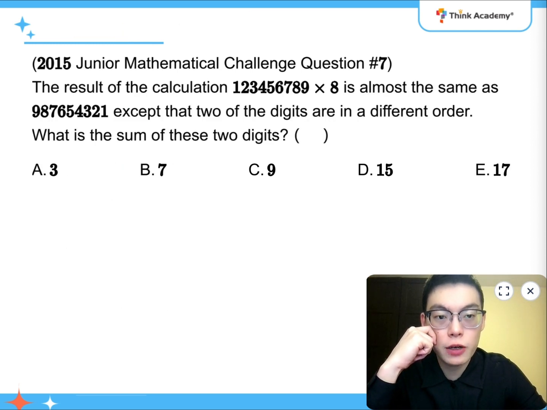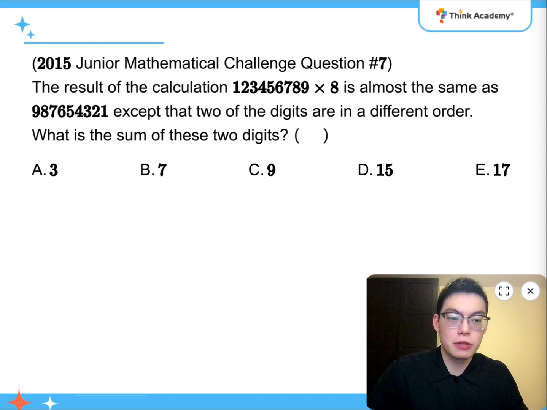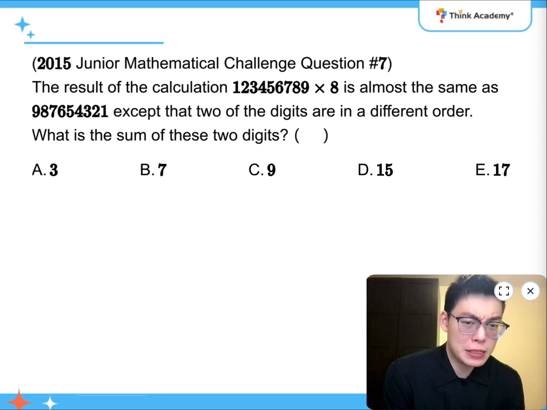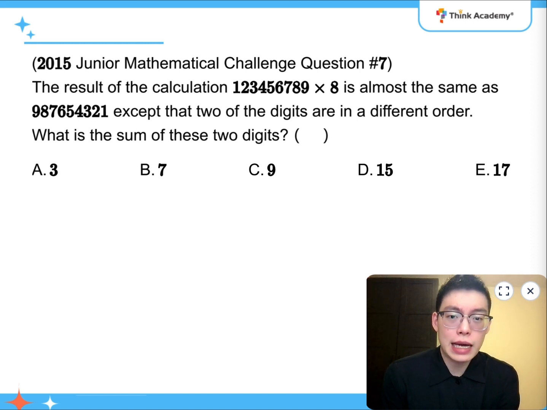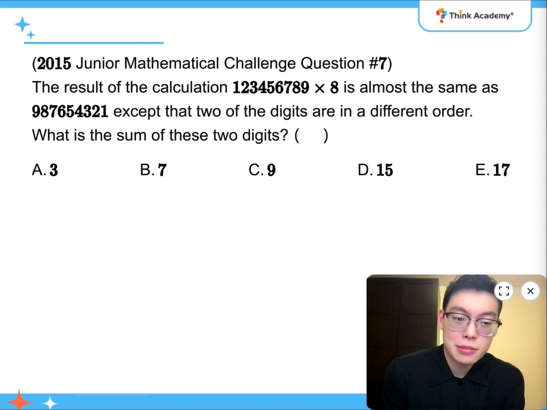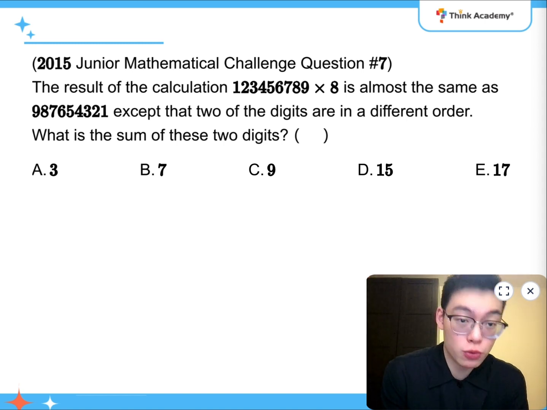Okay, so let's move on to question number 7. I would say that this is really a mind-blowing question, because I can't believe how easy it is, even though it's a little bit confusing what it means. Well, the question is telling you that the product of 1, 2, 3, 4, 5, 6, 7, 8, 9 times 8 is very, very similar to the number 9, 8, 7, 6, 5, 4, 3, 2, 1. But then 2 of the digits are swapped. So we just need to find out which 2 digits are swapped.